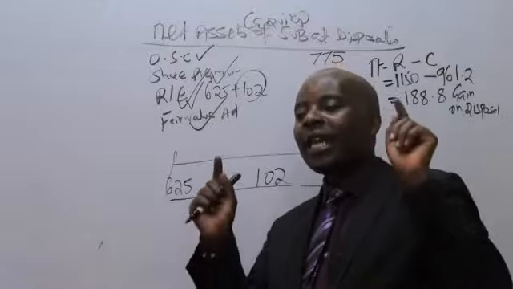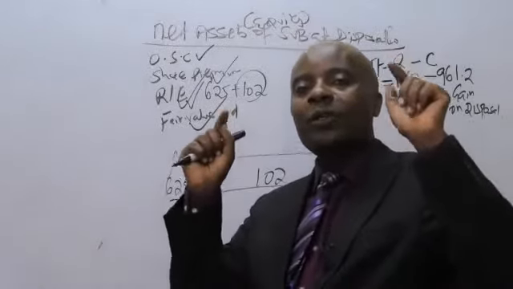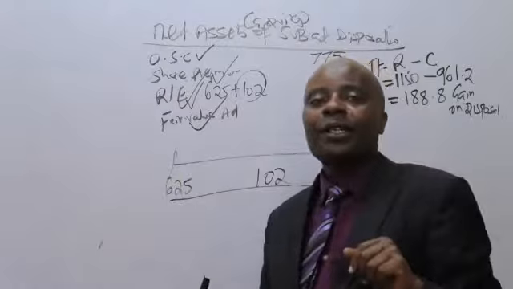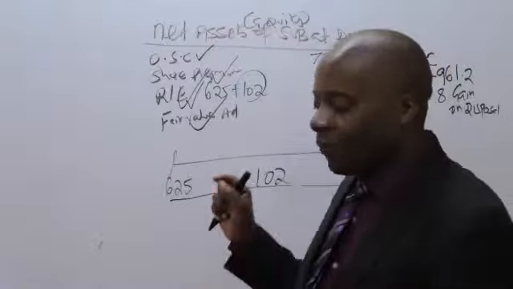So then we have gotten 188.2. Could you kindly take that figure to the statement of consolidated incomes? Take that figure of gain.